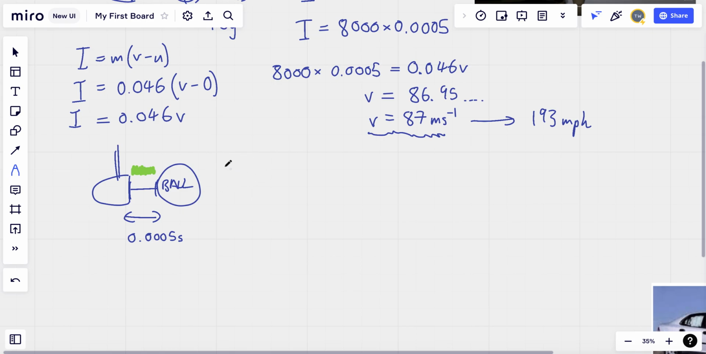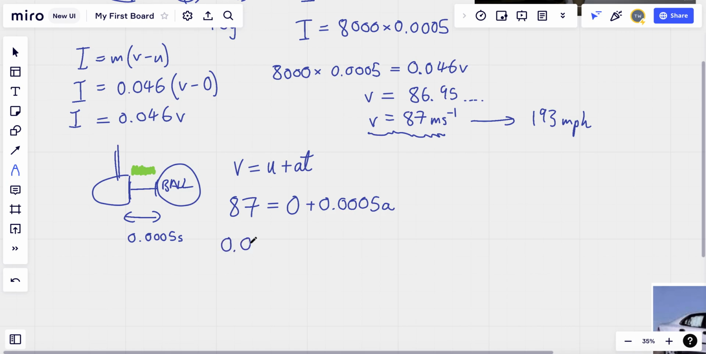So can I work out the acceleration of the ball? To do that, I probably want to think about a SUVAT equation. I'm going to use v equals u plus at. I know my final velocity, which is 87. My initial velocity is 0. My time is 0.0005 seconds, and my acceleration is a.